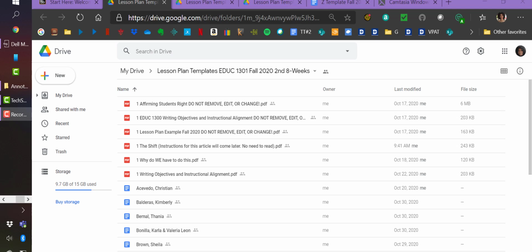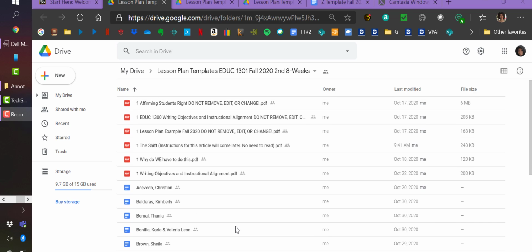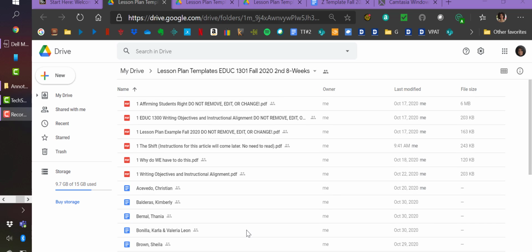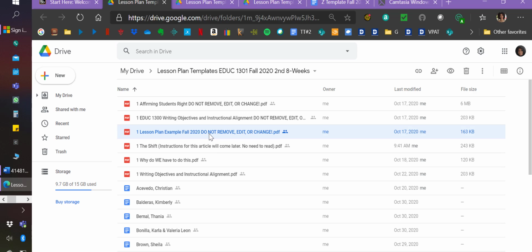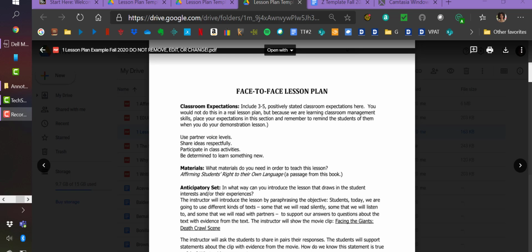And when you click on that, you're going to come to a screen that looks like this. It has several PDFs at the top, and then everyone's name in the class has a template with a lesson plan template on it. So we're going to first open up our lesson plan example. So if you are doing this with me, open up that with me right now. Here is the example that I have provided for you.